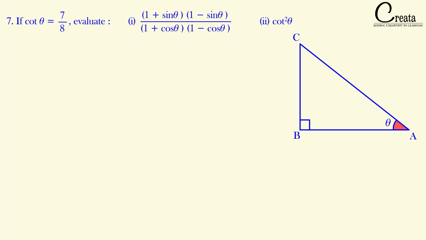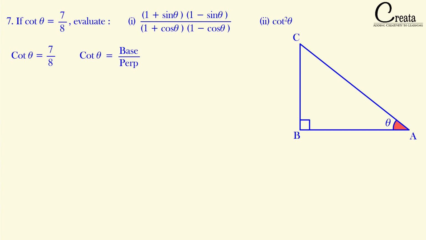In the question it is given as cot theta is equal to 7 by 8, and we know what cot is. Cot is base upon perpendicular. We know cot is the reciprocal of tan and tan is perpendicular over base, so cot will be base over perpendicular, the reciprocal of tan theta.